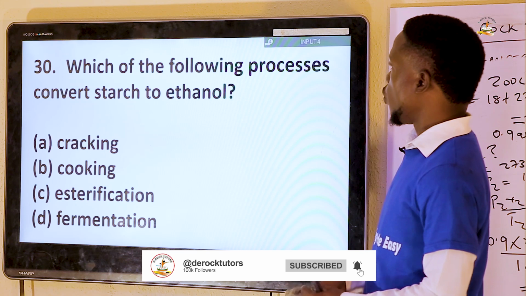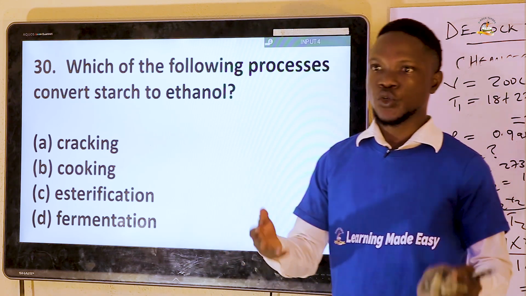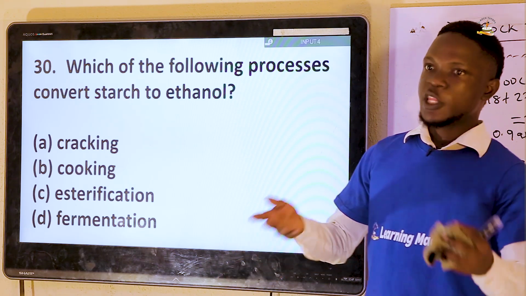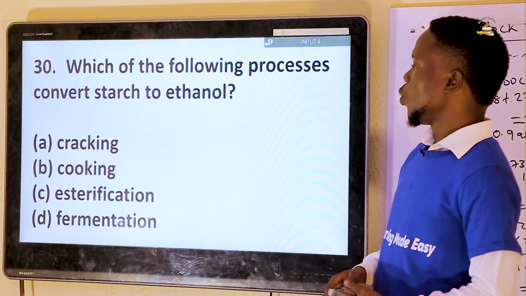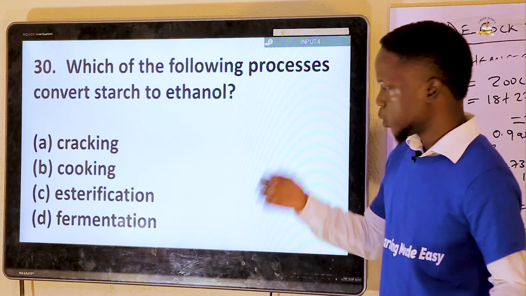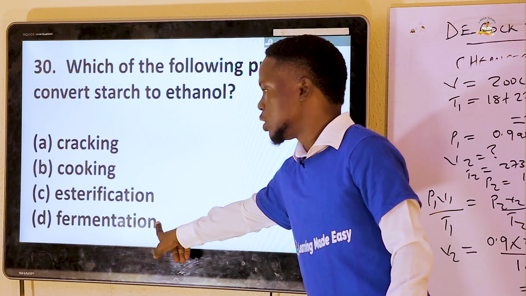Number 30. Which of the following processes converts starch to ethanol? The process of converting starch to ethanol is known as fermentation. So that process is what? Fermentation. That is option D.